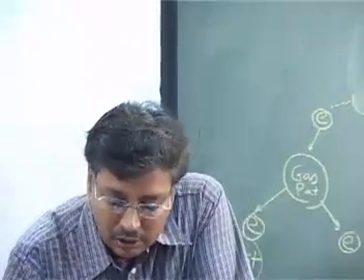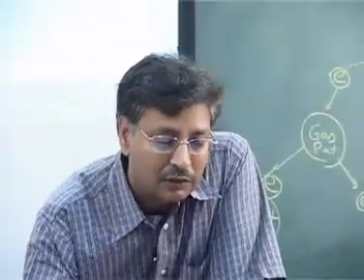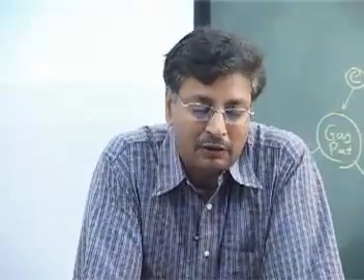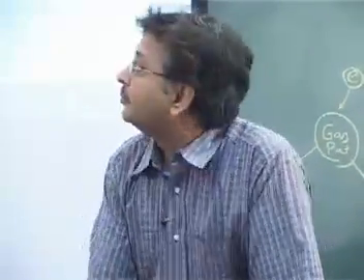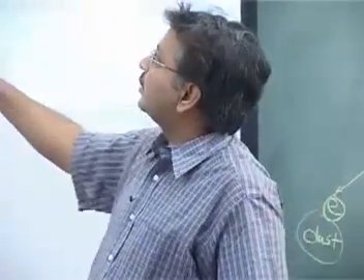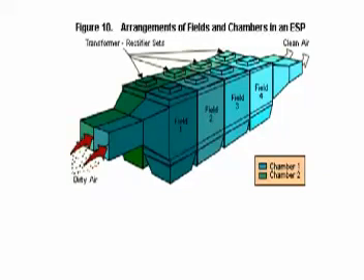So what I'll do is I downloaded some pictures for you. Let's see if you can see that one. This is what a typical ESP looks like with four fields. You have the transformers and rectifiers fitted onto the top, field number 1, field 2, field 3, field 4, and generally they run in parallel.